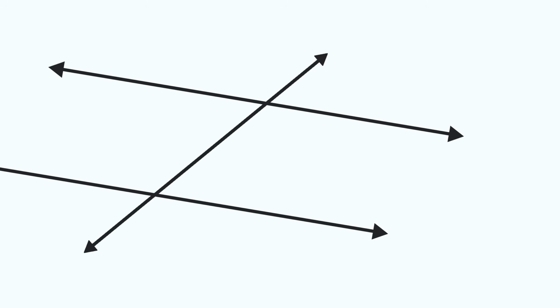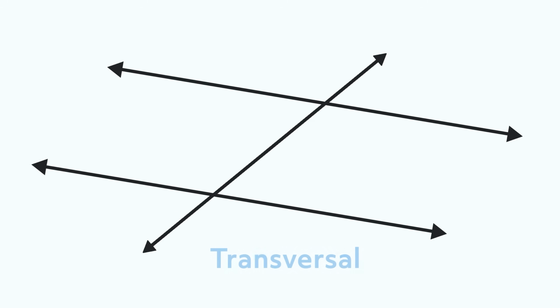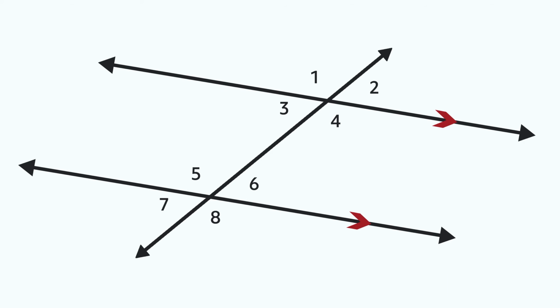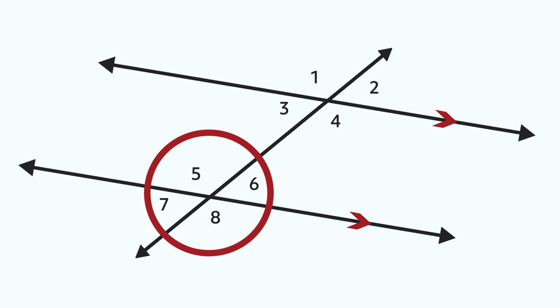Now, let's look at three lines intersecting. This is called a transversal. Once again, we've numbered the angles and there are red arrow marks on two of the lines, indicating that they are parallel. A transversal doesn't have to have parallel lines, but when it is, it allows us to know a lot about the 8 angles created by the intersecting lines. But before we get to that, let's look at the 8 angles. We can see they are in two groups of 4, angles 1 through 4 and angles 5 through 8.